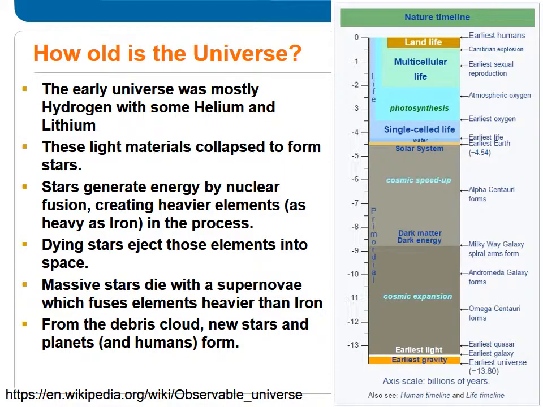The early universe was mostly hydrogen, with some helium and lithium. These light materials collapsed to form stars. Stars generated energy by nuclear fusion, creating heavier elements, as heavy as iron, in the process. Dying stars eject those elements into space. Massive stars die with a supernova, which fuses elements heavier than iron. From the debris clouds, new stars and planets and humans form.